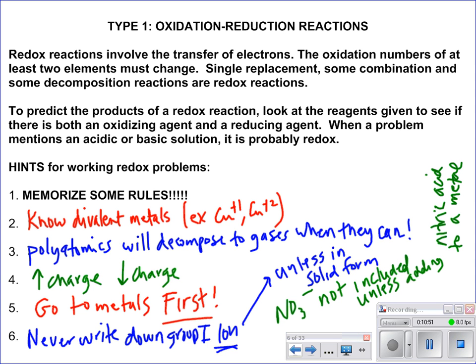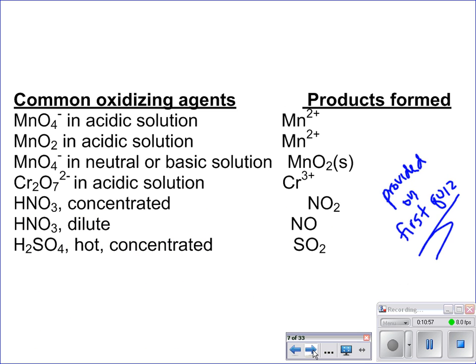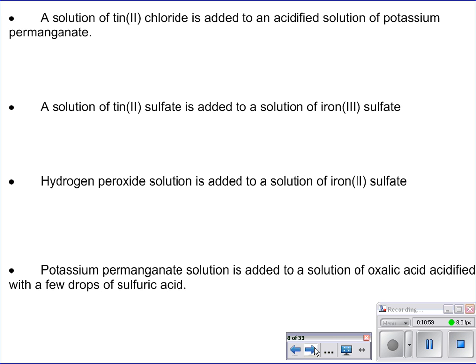Any questions on those rules? I know they kind of don't make sense yet, but we're going to practice. Y'all ready to actually do these? So those are the rules, and then here we go. A solution of tin 2 chloride is added to acidified solution of potassium permanganate. Your job is to write the reactants and predict the products and balance it and the whole jazz.